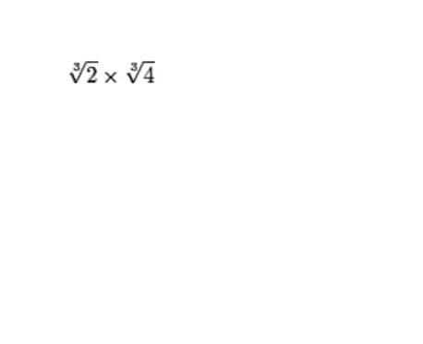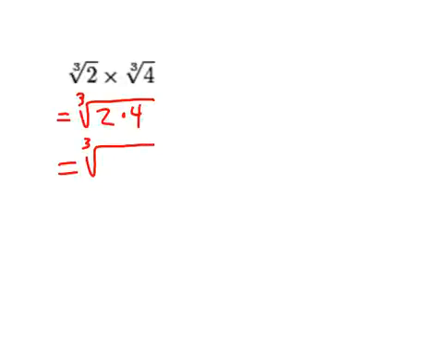Okay, let's look at this. This is the cube root of 2 and the cube root of 4. Now, on this particular question, we're going to do the exact same process. I'm going to write a larger radical with my 3 here. So that's the cube root of 2 times 4. The cube root of 2 times 4 would be the cube root of 8.